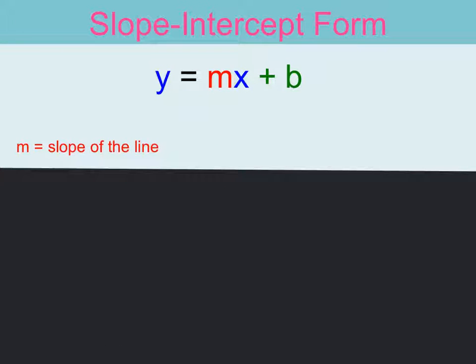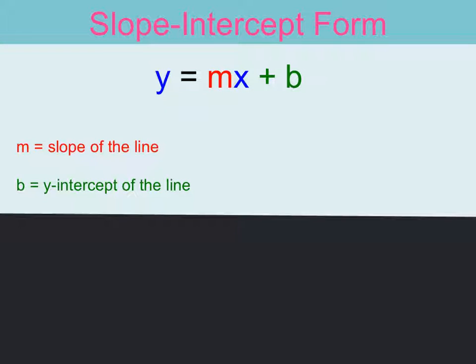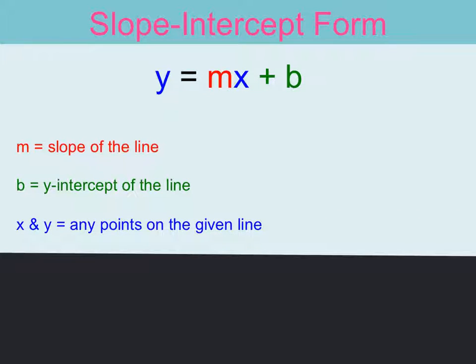So m is your slope of the line, and we can either find it by a graph, rise over run, or using your slope formula from 2 points. B is your y-intercept of the line. From a graph, you can just look at it, and if you don't have the graph and you have equations, you would plug in a point and your slope and then solve for b.